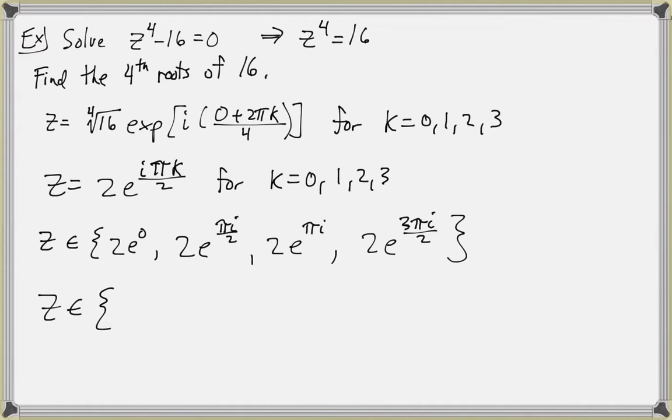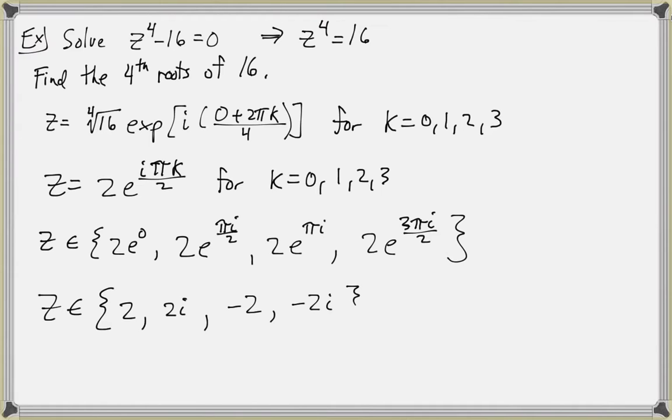So 2e^0 is 2. 2e^(πi/2) would be 2i. e^(πi/2) is i. e^(πi) is negative 1, so that would be negative 2. Then e^(3πi/2) is negative i, so it would be negative 2i for the last root.